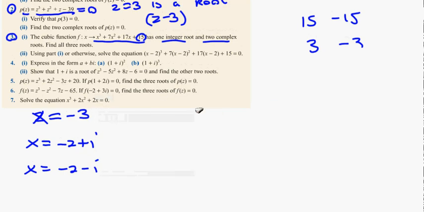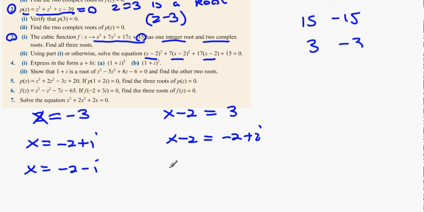In this one here, this is exactly the same equation, except it has a new variable x minus 2, because it has the same coefficients as the one above. So basically what we're now going to have is that x minus 2 equals minus 3. We have x minus 2 equals minus 2 plus i, and then we're going to have x minus 2 equals minus 2 minus i.